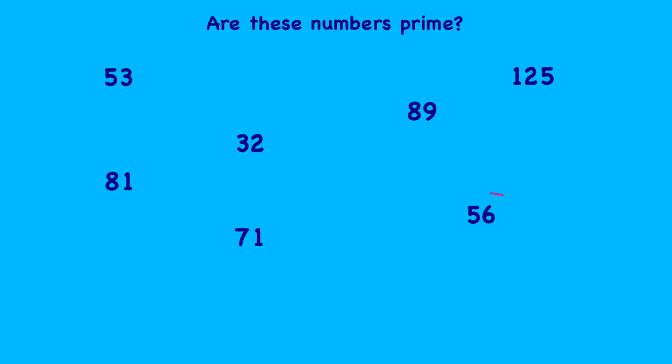Okay, I'm going to take the number 56 first. Well, straight away I can see that 56 is an even number, so I know for certain that can't be prime because the only even prime number is the number 2. Let's have a look at 125. Well, it ends in a 5, and I know that any number that ends in a 5 must be divisible by 5. That means that 5 is a factor of 125, so this can't be a prime number either. And let's look at the number 32. Well, again, I can see that 32 is an even number, so I know that this can't be a prime number.